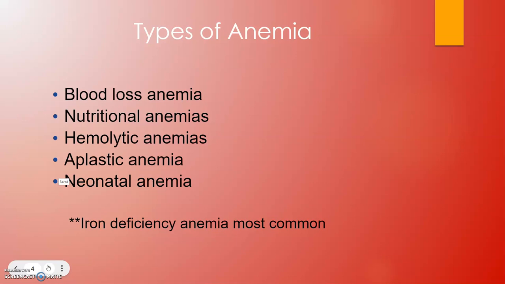There are a few different nutritional anemias that we're going to talk about, as well as hemolytic and aplastic. The one that we're not going to really talk about in this class is the neonatal, because we're mainly focusing on adults in this class. And just keep in mind that iron deficiency anemia is the most common type of anemia that you're going to be seeing.